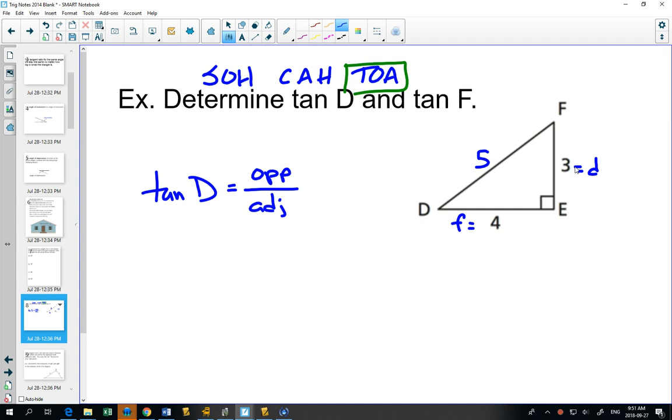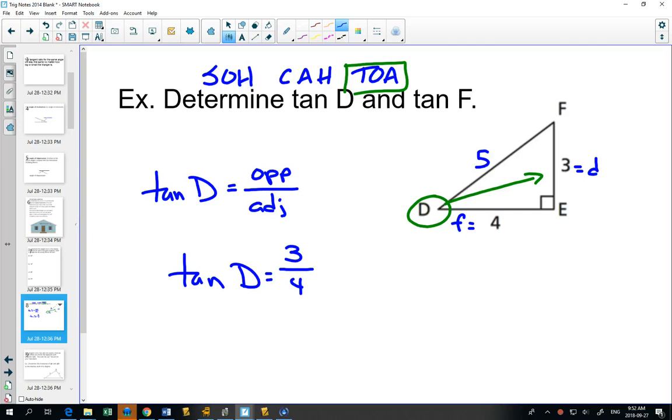And so in this triangle, if I'm using angle D, then the opposite side is 3, and the adjacent side is 4. Opposite is always the one straight across from it, and the word adjacent in English means beside, but when trying to figure out which beside it should be, the 4 or the 5, well, the 5 is always your hypotenuse. So when you're looking for the adjacent side, it's not the hypotenuse. So we would say that tan of D is 3 over 4.